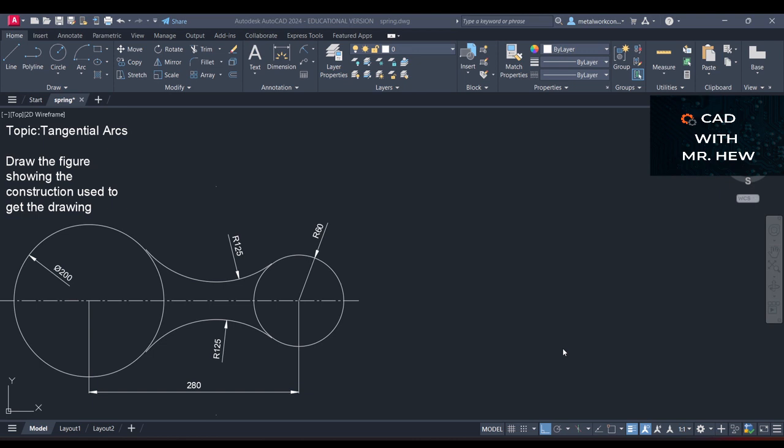Now in the previous video, we looked at tangents. And this topic is related to tangents. So sometimes there's a combination. So that was the previous video. So in today's video, we're looking at, as I said, tangential arcs. So the first thing that we're going to do, we're going to reproduce the given figure.